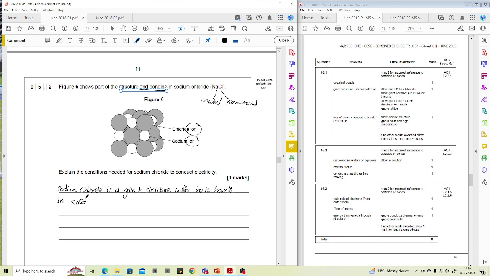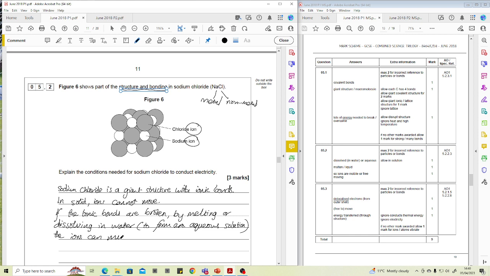In the solid, ions cannot move. If the ionic bonds are broken by melting or dissolving in water, to form an aqueous solution, that is, the ions can move and so charge can flow through the substance.